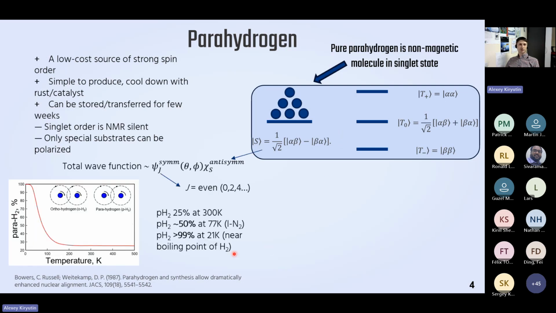The separation between ortho and parahydrogen is possible due to the different rotation quantum numbers, achieved through simple cooling in the presence of the conversion catalyst. Here we show typical parahydrogen enrichment levels. At liquid nitrogen, we obtain about 50% of parahydrogen, while at 22 Kelvin, we achieve over 99% of parahydrogen. In our experiments, we worked with parahydrogen enriched below or above 98%. This makes parahydrogen an inexpensive and very powerful source of spin order that can be stored in a pure form for several days without significant losses.